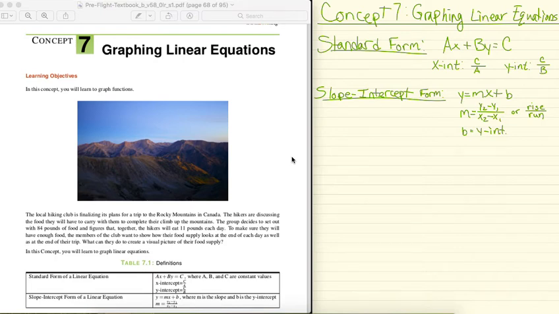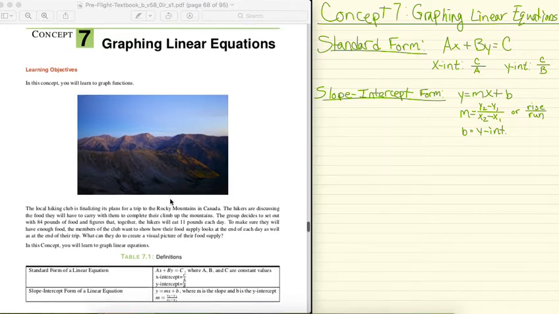Hello, so today we're taking a look at Concept 7, Graphing Linear Equations. Today we're going to specifically be looking at graphing linear equations in standard form, ax plus by equals c, and then graphing linear equations that are in slope-intercept form, y equals mx plus b. So hopefully these definitions here should be a little bit of review for you. They're things that we have done in prior concepts.